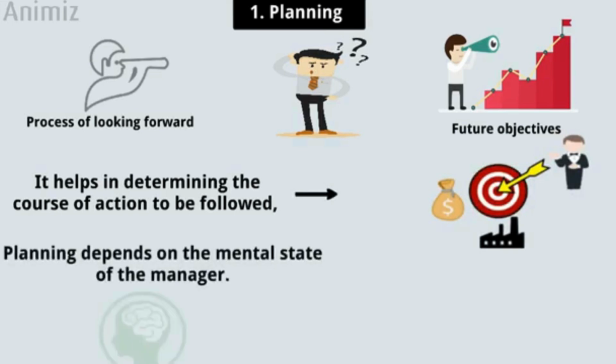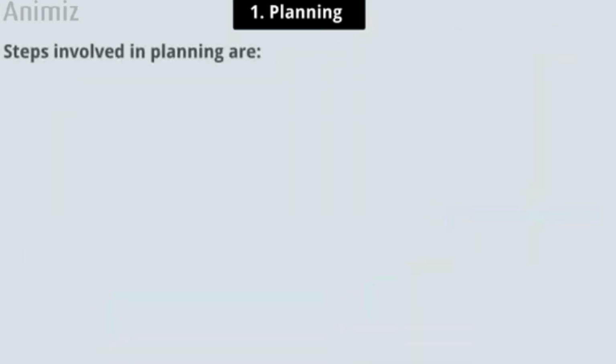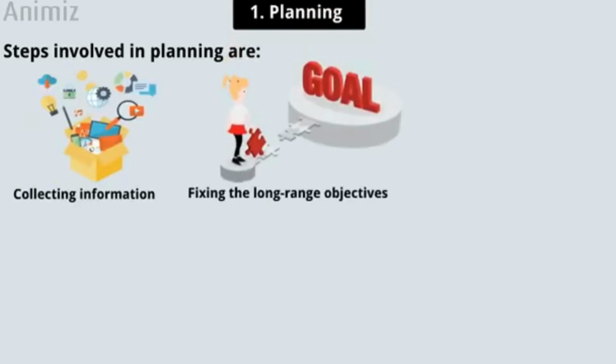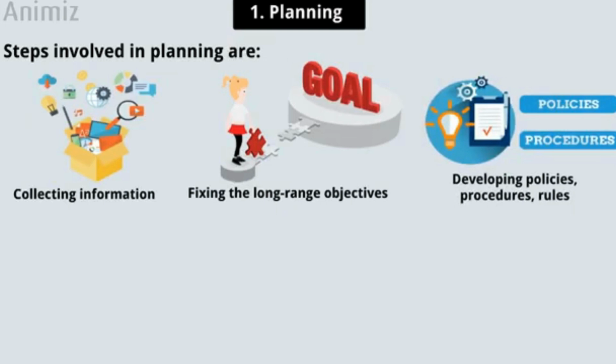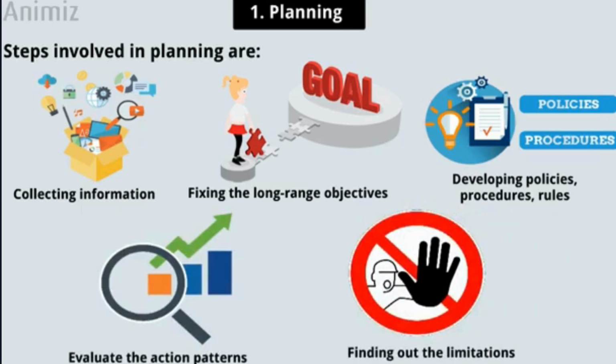Planning depends on the mental state of the manager. It is a process that involves thinking before doing something. Steps involved in planning are collecting information, fixing the long-range objectives, developing policies, procedures, rules, etc. for the implementation of strategies, evaluate the action patterns, finding out the limitations.